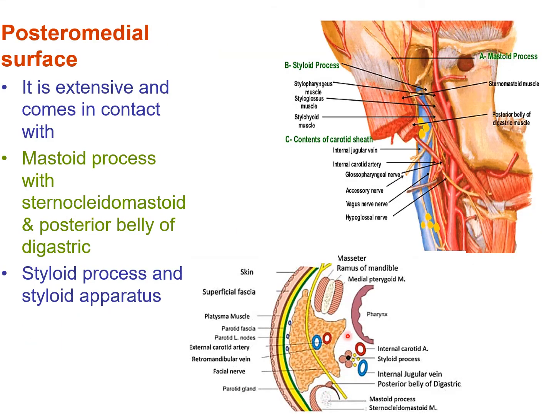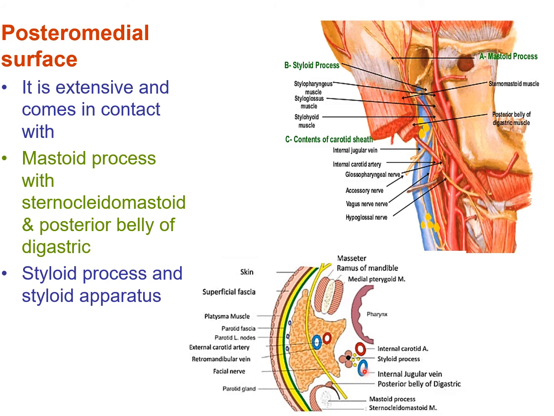Now if we talk about the posteromedial surface, we have already discussed that the medial border separates the anteromedial from the posteromedial surface. The posteromedial surface is extensive and it comes in contact with the mastoid process along with its attachment, that is the sternocleidomastoid muscle, and the posterior belly of digastric. Also, the posteromedial surface is related to the styloid process along with the styloid apparatus. This black dot represents the styloid process, and the attachments to the styloid process are in the form of the styloid apparatus consisting of 3 muscles and 2 ligaments.